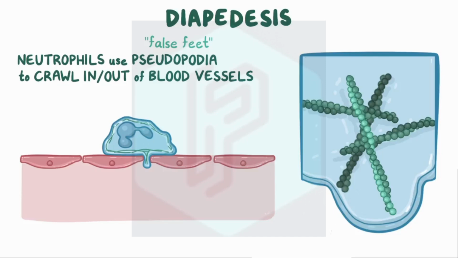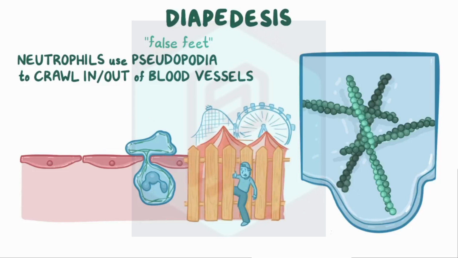This newly created foot wedges between the endothelial cells that make up the blood vessels. The neutrophil then begins to squeeze through, until it reaches the other side. It's kind of like squeezing between 2 fence poles to sneak into an amusement park, rather than paying admission. Not saying that you should do that.